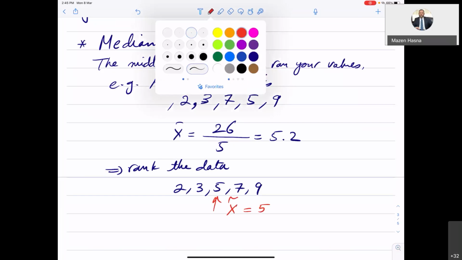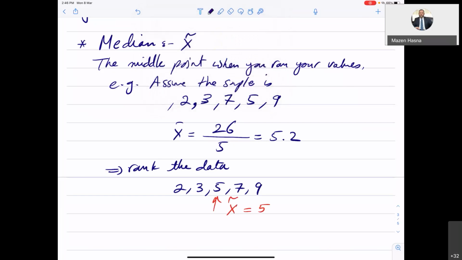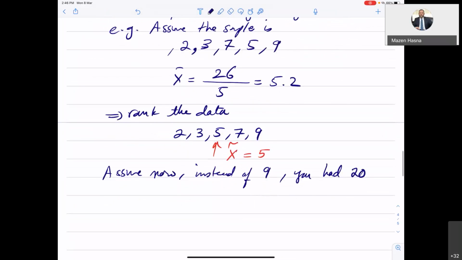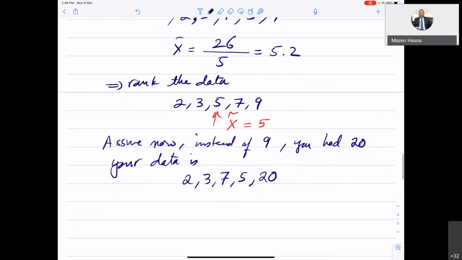Now, assume that instead of 9, you had 20, for example. So your data is 2, 3, 7, 5, 20. What's X bar in this case?